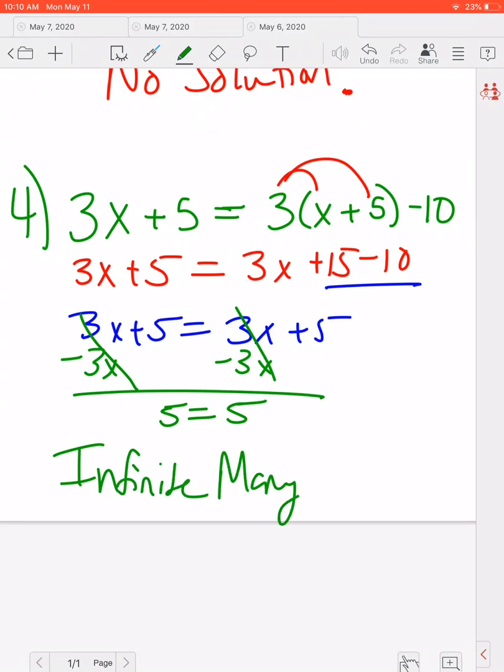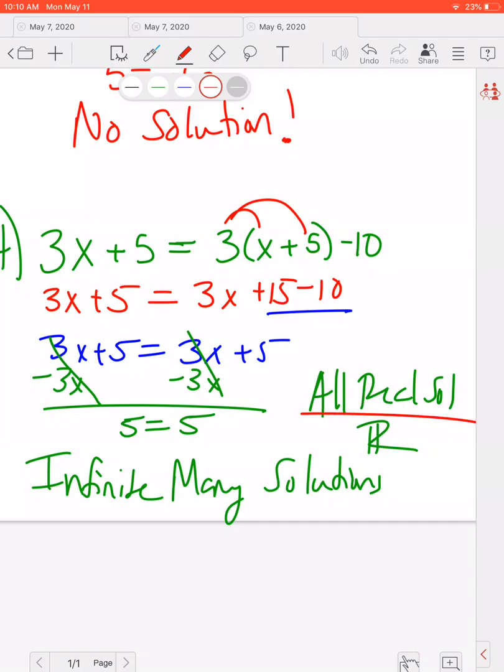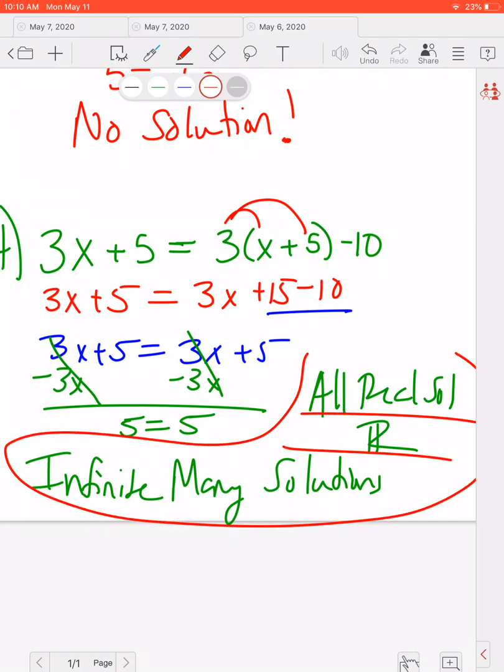many solutions. Okay, I know some of you like to say all real solutions, or you can do the double R, whatever works for you. So you kind of have 3 different options here for your answer.